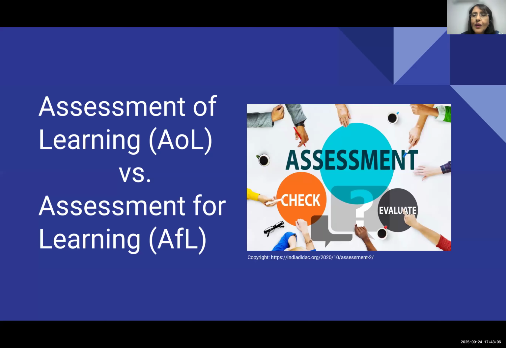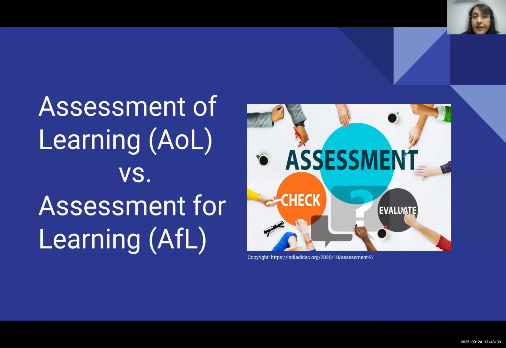Okay, so, all right. Have you ever heard about assessment of learning or assessment for learning? These days, we hear a lot about assessment for learning and assessment of learning. I wonder, are they somewhat related to formative and summative assessments? Could you please take us through that?